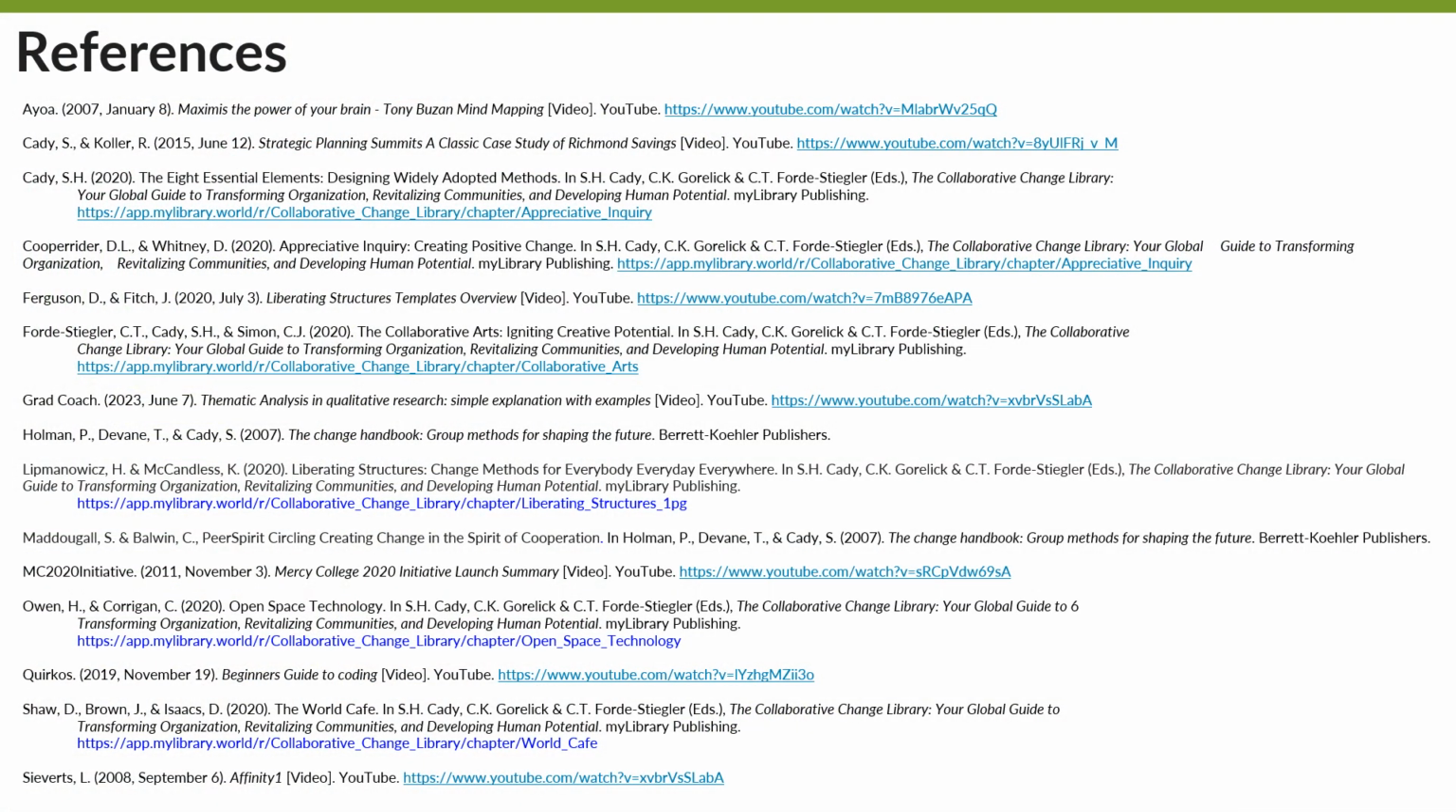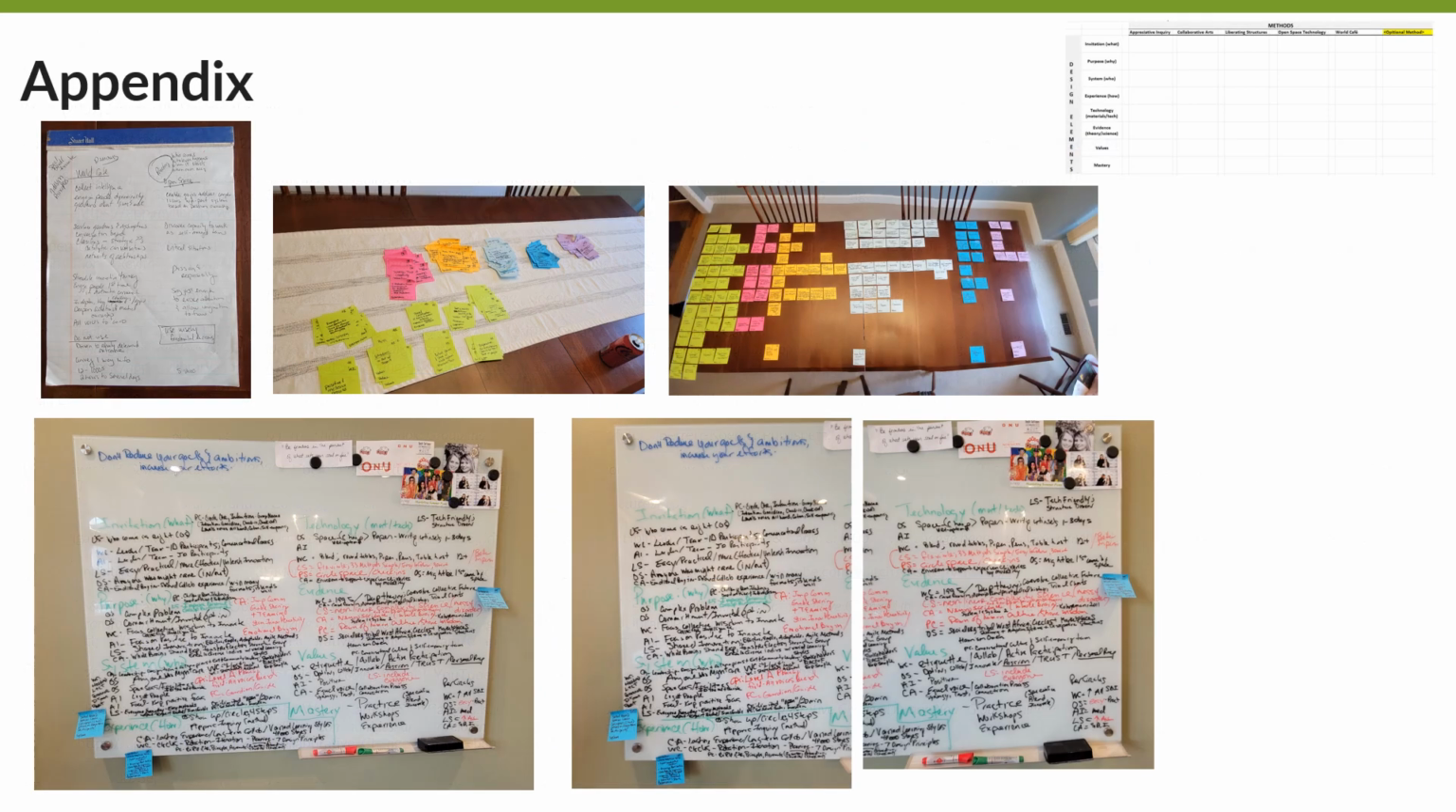Here are some of my references, lots of references from the Change Library, also a number of the videos around mind mapping, infinity mapping were incredibly useful, as well as several of the case studies that Dr. Katie shared with us. And lastly, here is a peek at my appendix, my work product as I was going throughout.